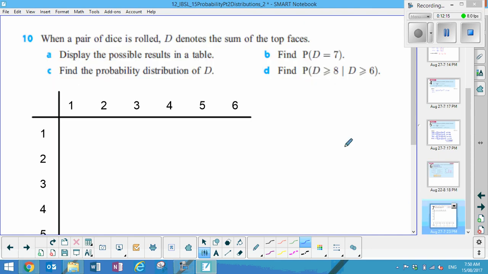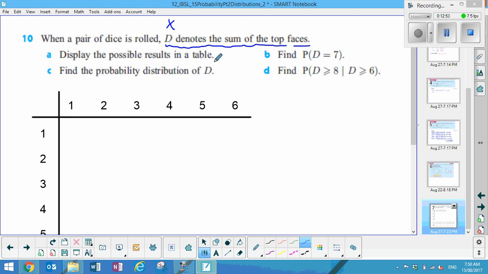This one here, which we'll just have a look at and then finish in class, you might want to try and work through this, but we will go through this one in the lesson. So we've got a pair of dice being rolled. D denotes the sum of the top of the faces. So there is our definition of our random variable. So it's not x in this case. We've normally used x. Here we're using D. So when we look at our probability notation, we're getting the probability of D equal to 7 or D greater than or equal to 7.